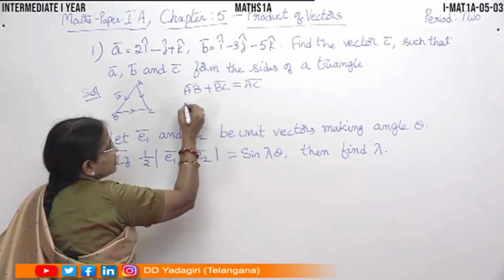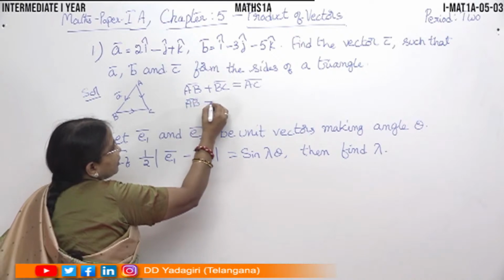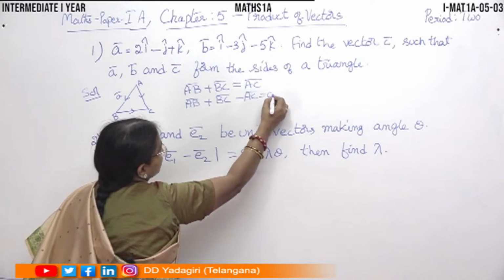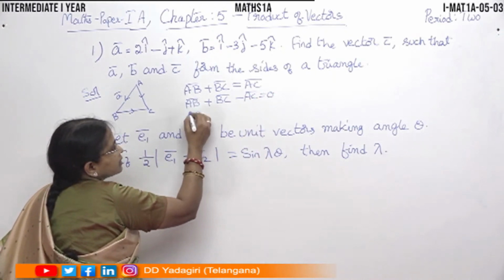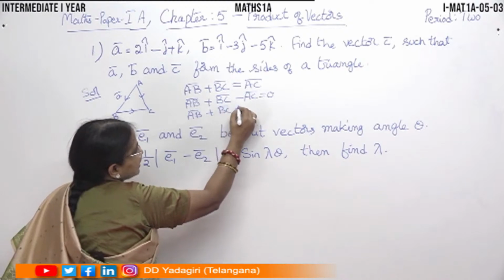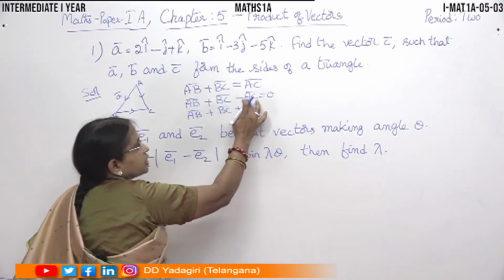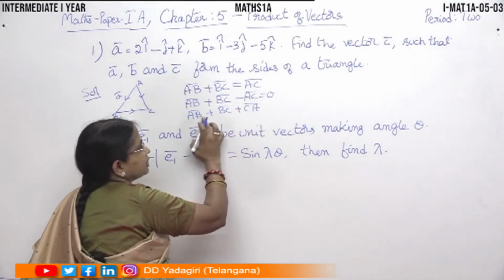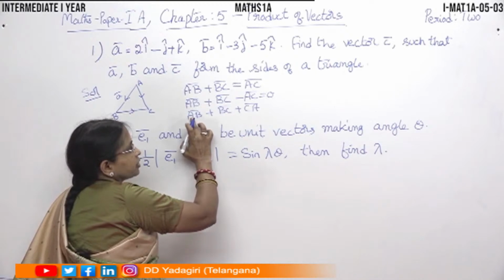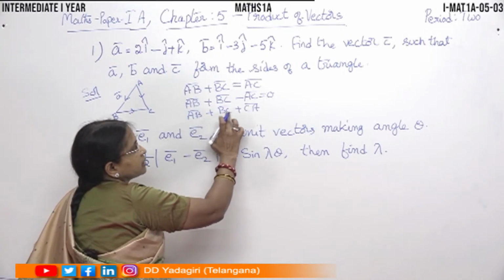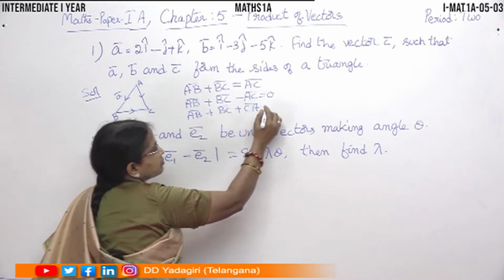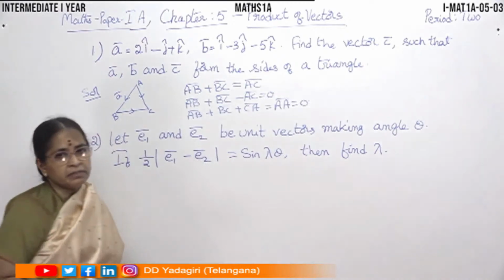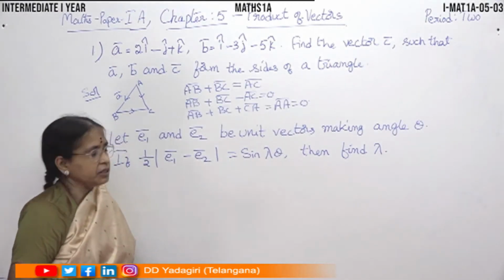Now if we bring this to this side, then you have AB plus BC plus minus AC is equal to 0. Or AB plus BC plus CA. When you interchange the initial and terminal points, it becomes 0. AB plus BC plus CA is the continuation: B continuation is here, C continuation is here. So it becomes AA and it is equal to 0. So AB plus BC plus CA is equal to AA, which is equal to 0.